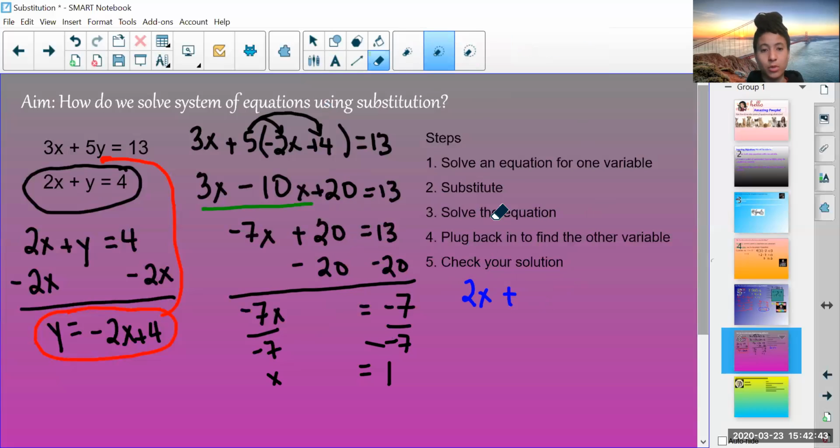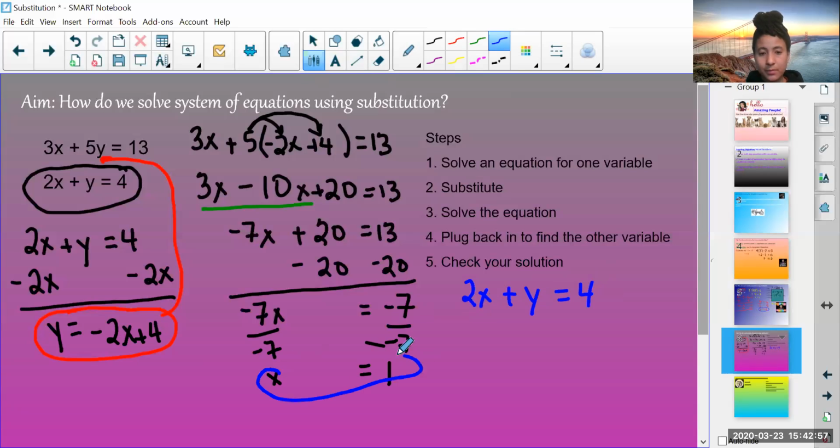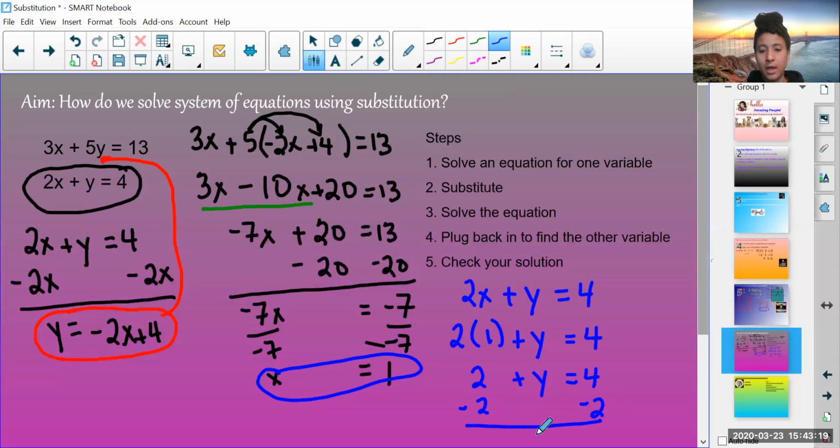jumping the gun. Sorry, jumping ahead. Plus y equal to 4. Once again, we now know that x is equal to 1. So we have 2 times 1 plus y equal to 4. We want to solve for y, so we need to get it by itself. In this case, we're going to be subtracting 2 from both sides because it's on the same side as y. And y is equal to a positive 2.